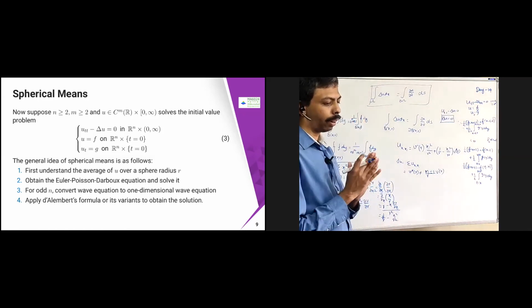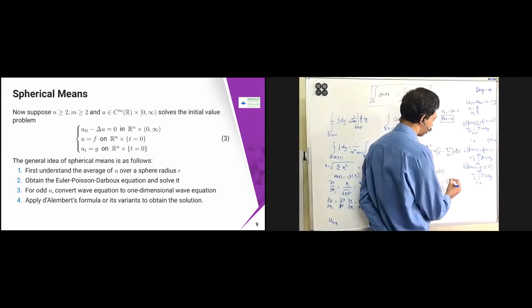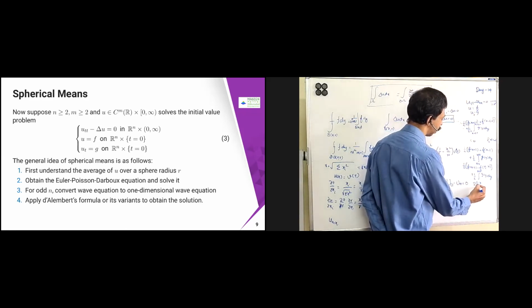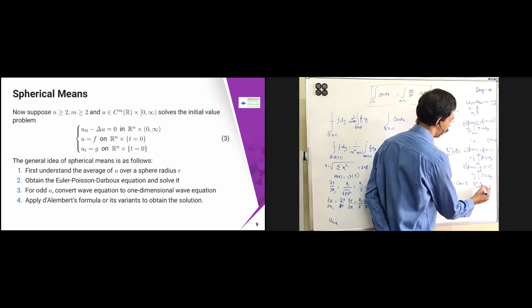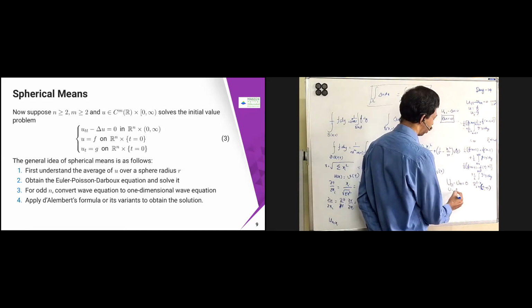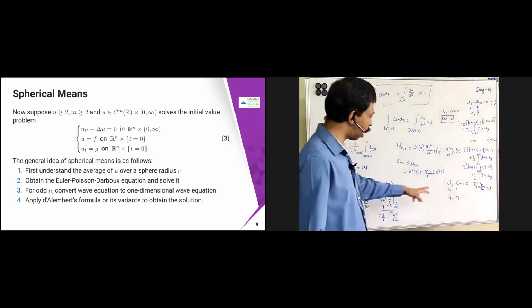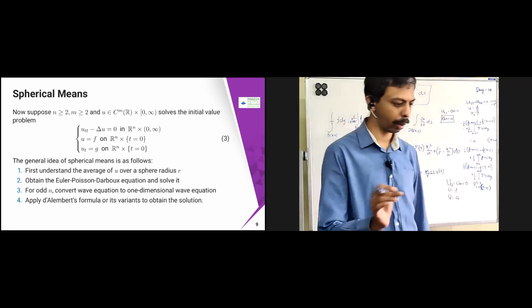First we will try to find the average of u over the sphere of radius r. Then we will obtain an equation, that's what I was mentioning, called u_tt minus u_rr equal to 0, which will be transformed to r in (0,∞), with u equal to some f and u_t equal to some g. I will call this some kind of Euler-Poisson-Darboux equation.